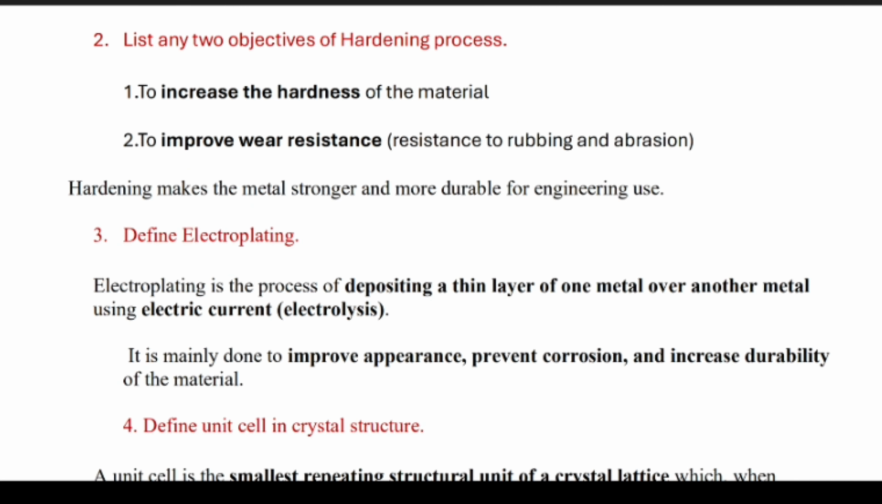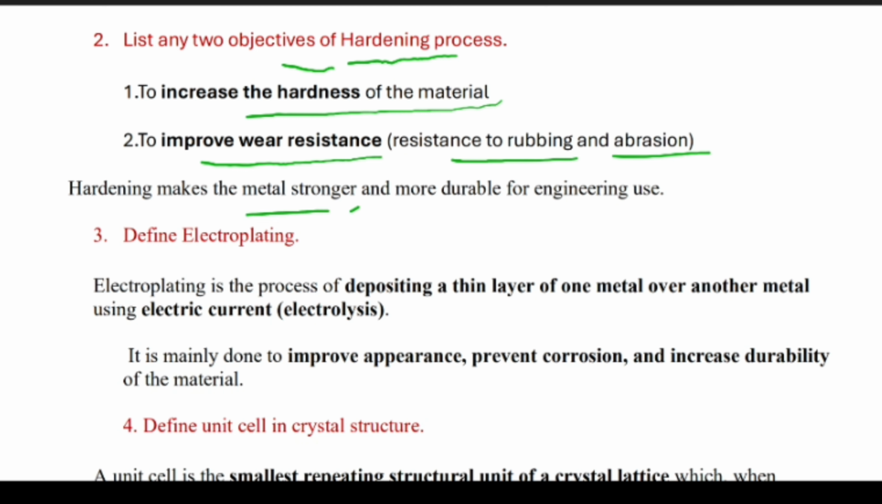Next is: list any two objectives of the hardening process. What is the hardening process? To increase the hardness of the material. The next one is to improve the wear resistance, which means resistance to rubbing and abrasion. So hardening makes the material strong and durable for engineering use.